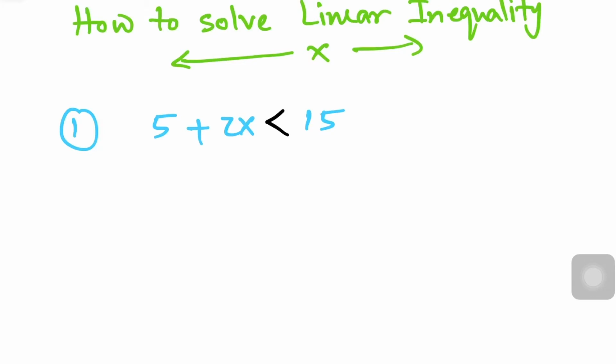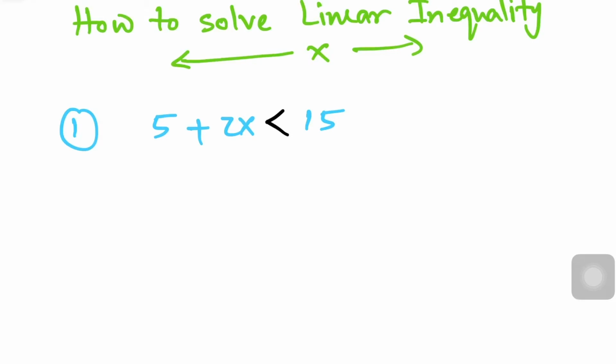So today we're going to talk about how to solve linear inequality. Okay, so let's take a look at example number 1: 5 plus 2x less than 15. Okay, so how can we solve 5 plus 2x less than 15?